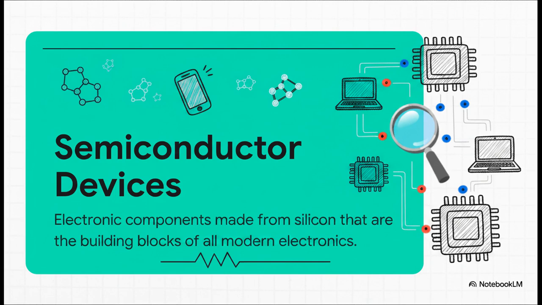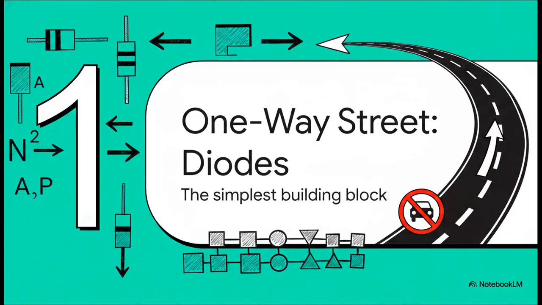That's the answer. These are the fundamental building blocks, usually made from plain old silicon, that are designed to control the flow of electricity with incredible precision. Think of them as the microscopic brains and highways inside every single gadget we use. Okay, so where do we even begin with all this? Well, we start at the beginning, with the simplest, most fundamental component of them all, the diode.